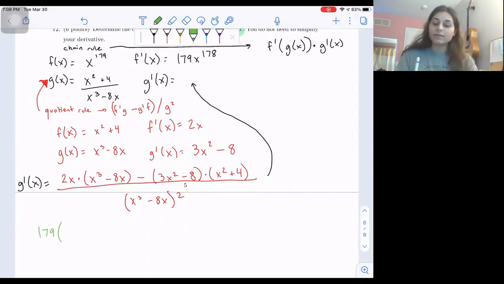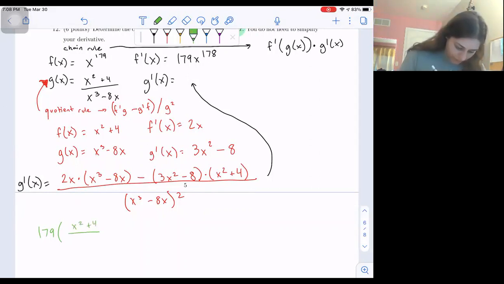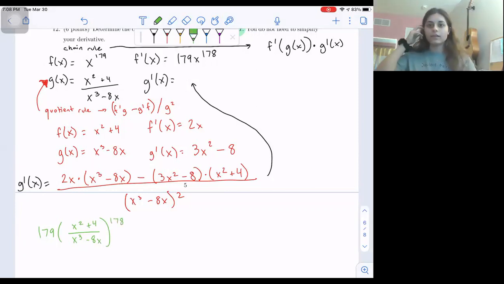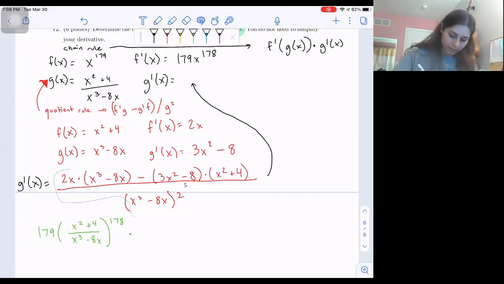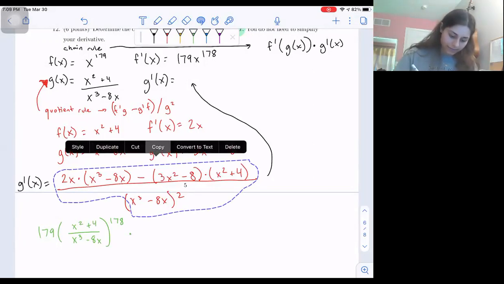Instead of putting in x, we're going to put in g of x because we have f prime of g of x in the chain rule. So we're going to put in x squared plus 4 over x cubed minus 8x, and then that's to the power of 178. All right, so that was f prime of g of x. Now we're going to multiply by g prime x. And that was that huge thing we found with the quotient rule. I am just going to copy that because I'm a little lazy.